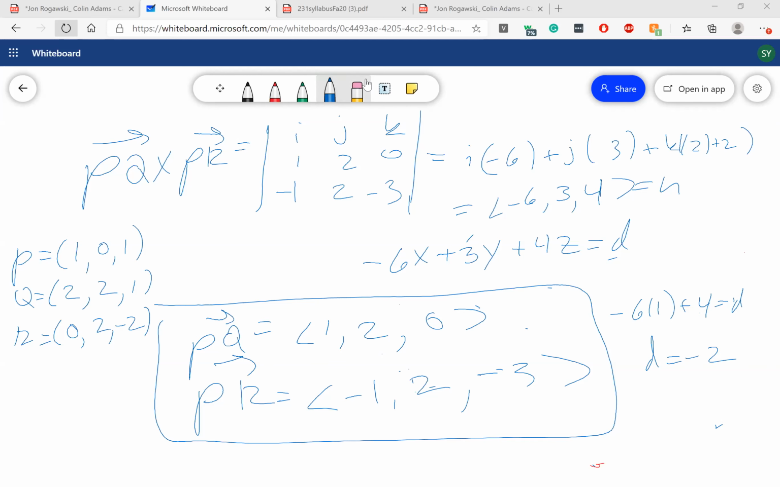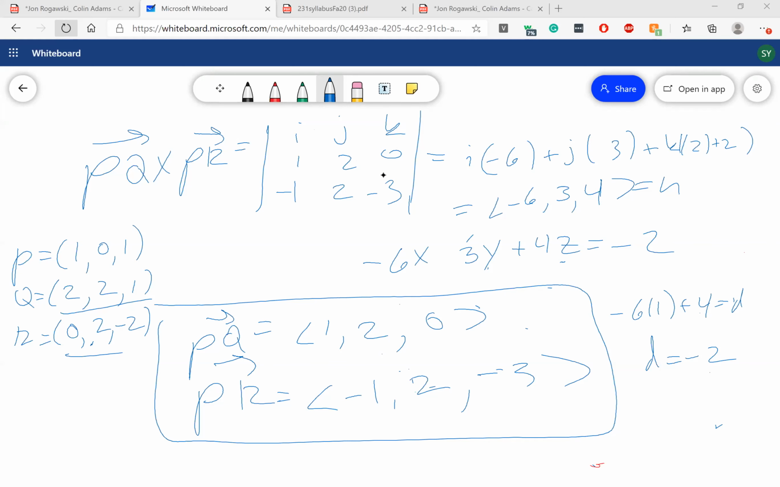So D over here is equal to -2. Okay, and let's make sure that this works. So we can also plug in the point Q or the point R. Actually, this would not work for R, because you would plug in a 2 for here and a 2 for that one. So there might have been a mistake somewhere. So let's see.